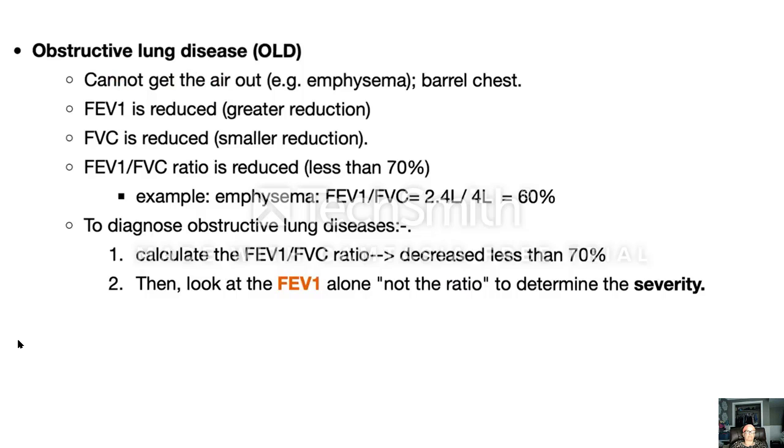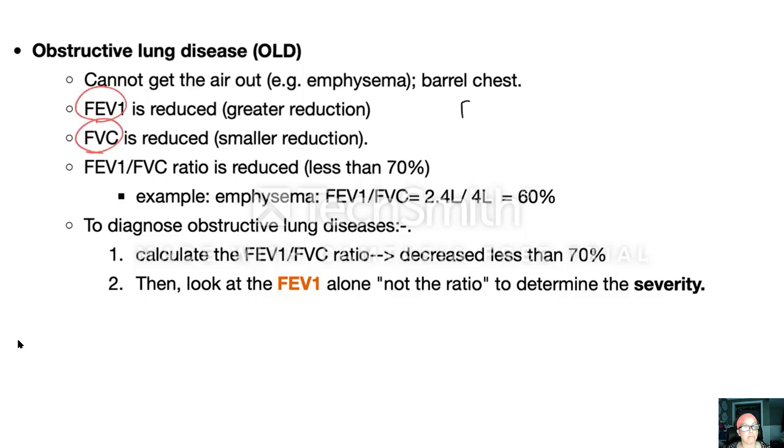Let's talk about obstructive lung disease. What is the definition? I cannot get the air out. Example, emphysema. If I cannot get the air out, I will have a barrel chest because I have increased residual volume and therefore increased total lung capacity. FEV1 is reduced. No kidding, because there is a reduction of my ability to get the air out. That's why they have wheezing. FVC is also reduced. Absolutely, same concept. But FEV1 to FVC ratio is reduced because the reduction in FEV1 is greater than the reduction in FVC.